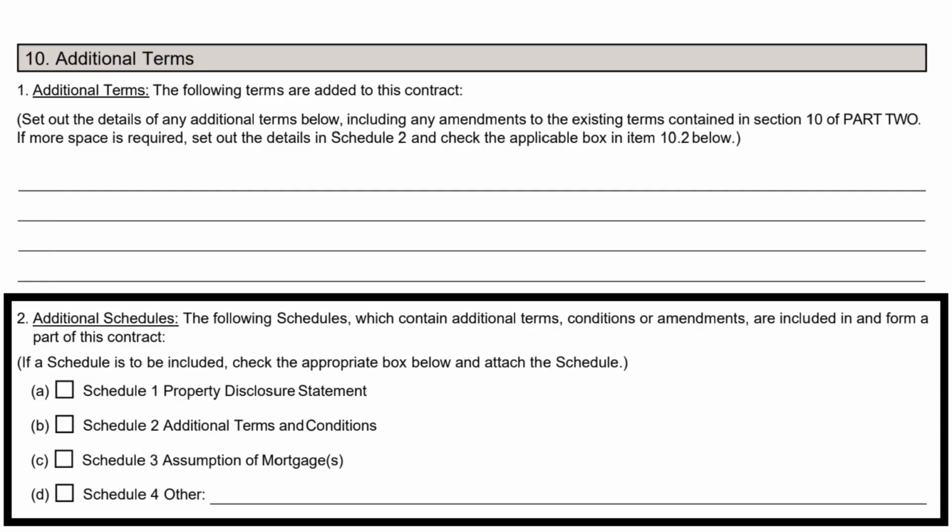Part 1 also lists any schedules that are going to be attached to the contract. So these can be things like the property disclosure statement, additional terms and conditions, or mortgage assumptions if applicable. These schedules are just as important as the main agreement. Once they're included, they do become legally binding.